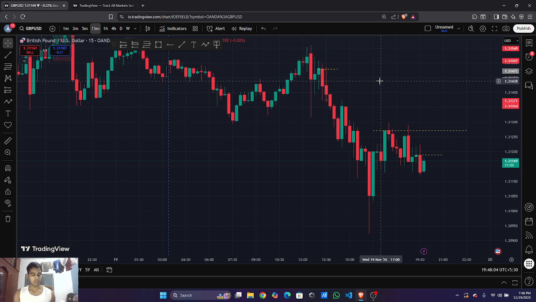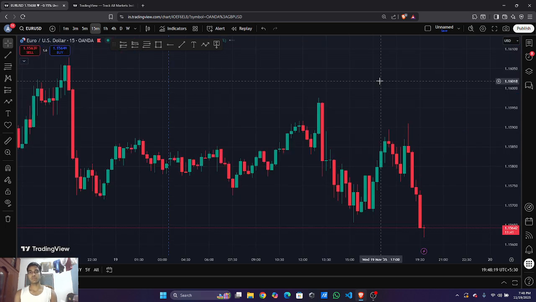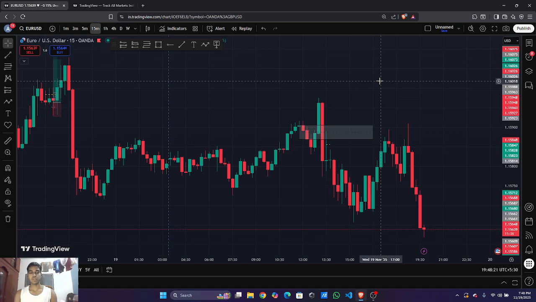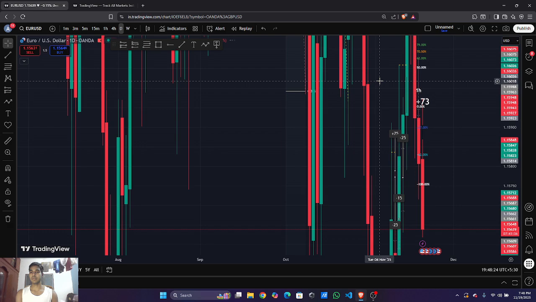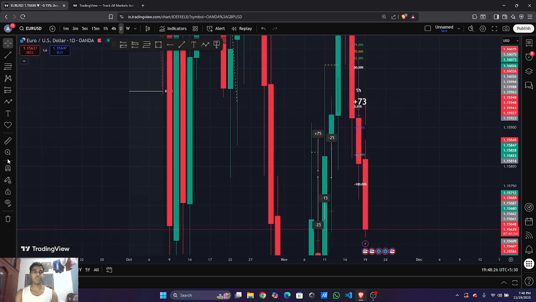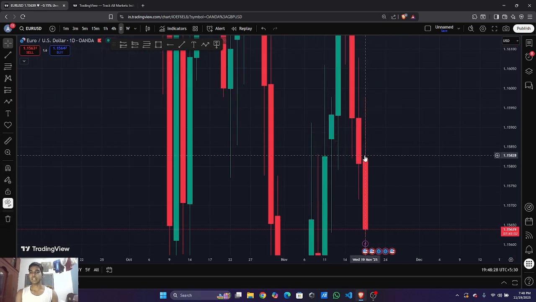So if I am planning to buy GBP, then I want it to give a 15-minute break of structure. Let it happen. Then I will wait for 3-minute break of structure in 15-minute order block. I'm not sure, I might look for sells. Let me first check other pairs to make sure where the sentiment is.